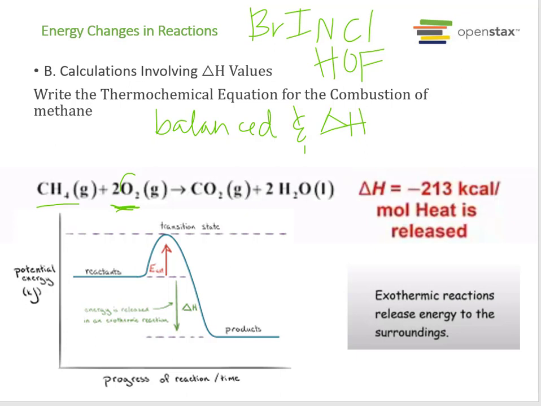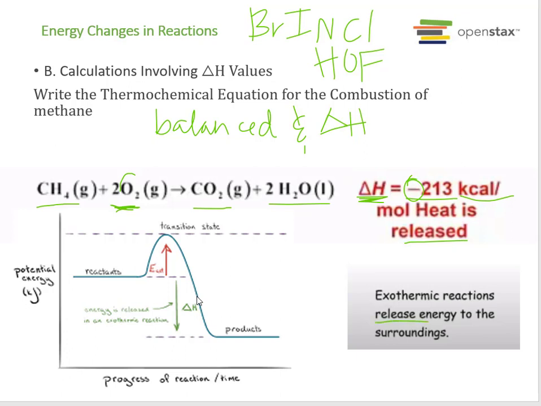So we have CH4, we have oxygen, and those combine to form carbon dioxide gas and 2 H2Os. And if you look at that, that is a balanced equation. Then right at the end of that balanced equation, we include the delta H, which is negative 213 kilocalories per mole. The negative tells me that it is exothermic. Heat is released to the surroundings. So we know exothermic, again, heat releasing to the surroundings.